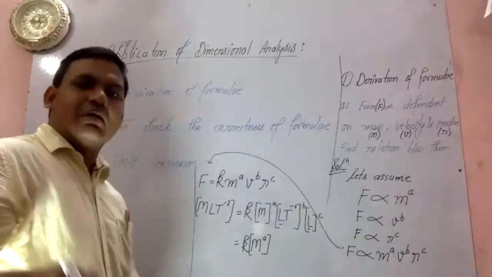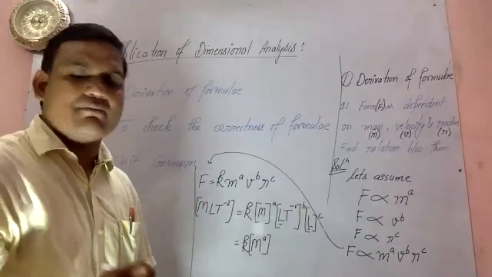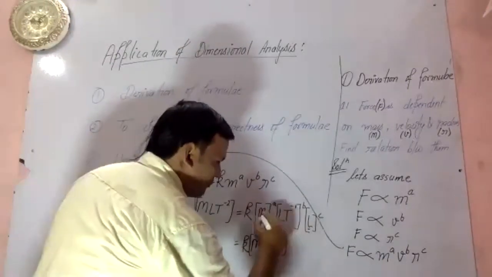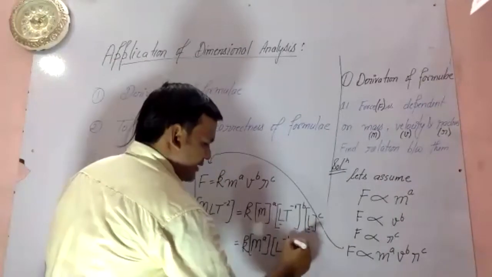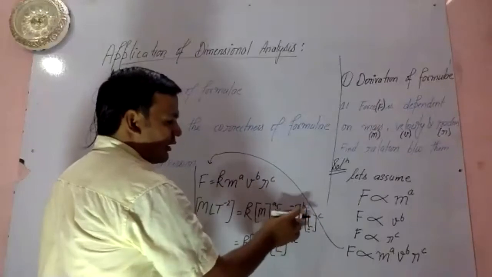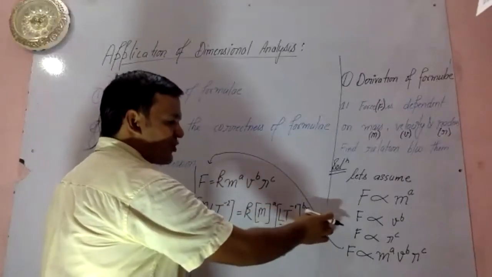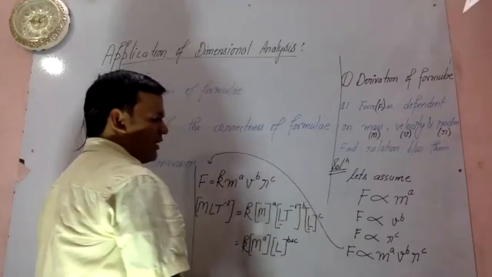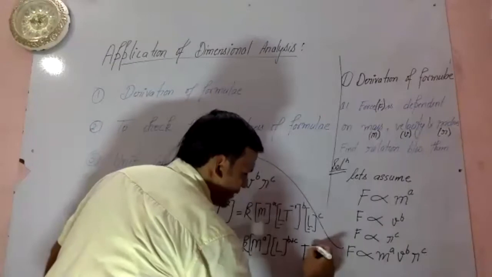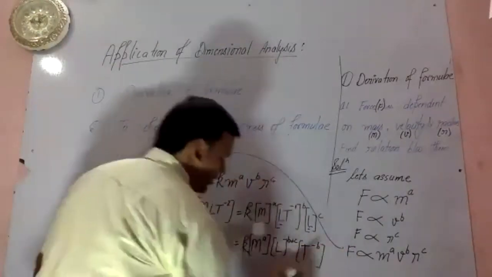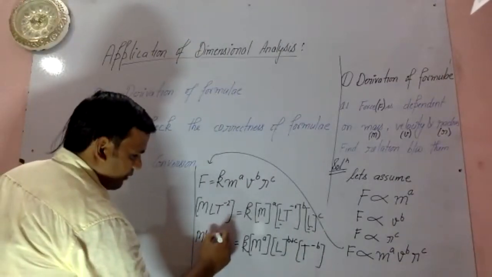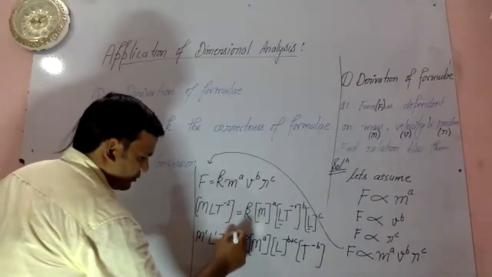So what we can do, the base L is the same, so it can be written as L to the power B plus C, because L to the power B is here and L to the power C is here, these are multiplied, so it can be written as L to the power B plus C. And for T it will be T to the power minus B. And right here, M to the power 1, L to the power 1, T to the power minus 2.